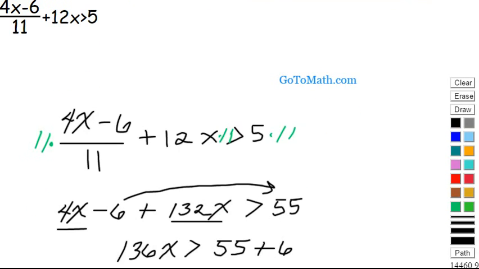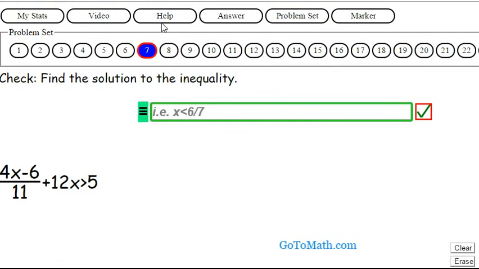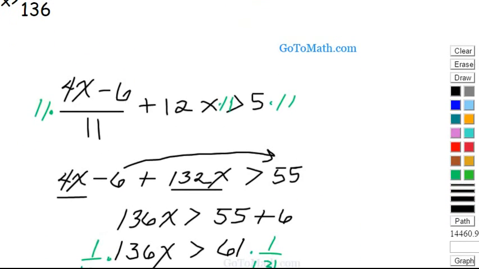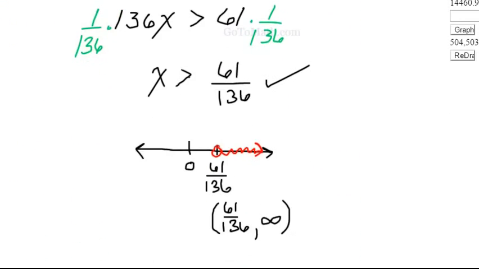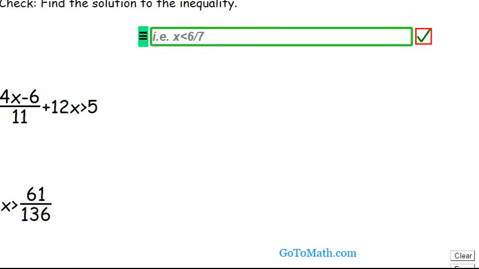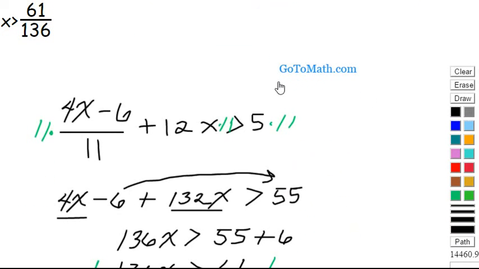What are we doing? Oh, we're going to check to make sure that the script was correct. X is greater than 61 over 136. Yes, everything looks good. And if it looks good, you know what to do.